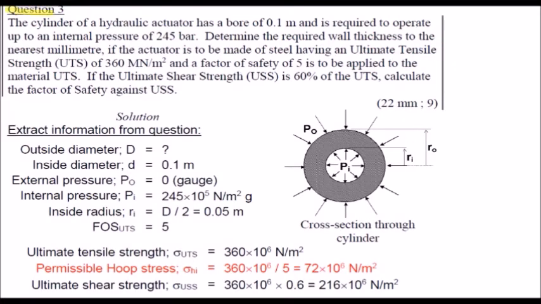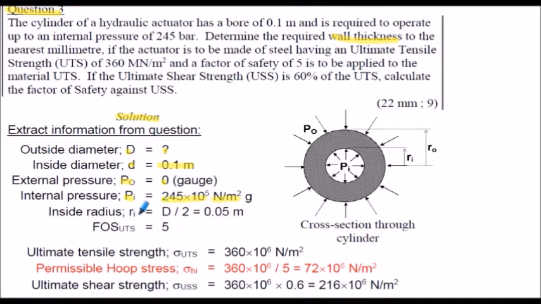So here's question 3, the beginning of the solution. In this particular question, an unknown is the outside diameter. We do not know the outside diameter. In all previous questions, we've been given the outside diameter, the outside radius, but this time we do not know. We're trying to find it because we need to determine the wall thickness in the question. We know the inside diameter, it's 0.1 meters. In this case, the external pressure is shown to be 0, and the internal pressure is 245 times 10 to the 5 newtons per meter squared. That's 245 bar. Don't forget bar is 10 to the 5 pascals.